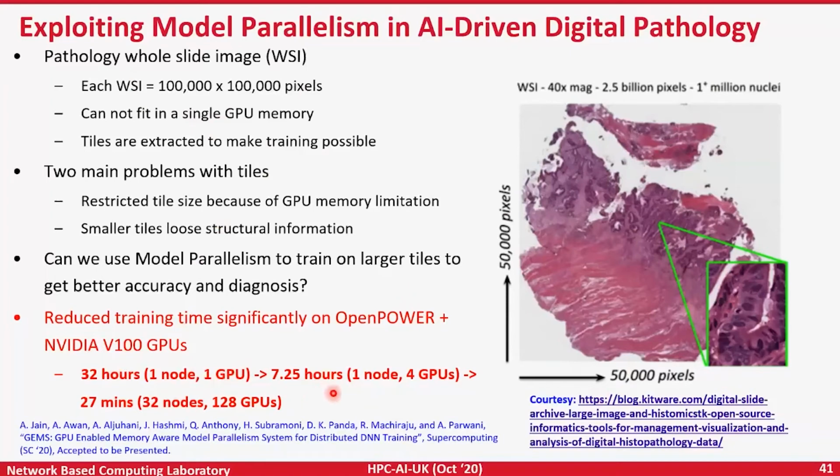On the same node, we are able to reduce that to 7.25 hours using four GPUs, and then we did the scale out. So now we have given them a solution that takes just 27 minutes. They can actually scale, so now they are very anxious to go into very complex models and see how they can do a lot of these feature extractions very efficiently using deep learning. This paper will be presented at Supercomputing next month, and you will see more details.